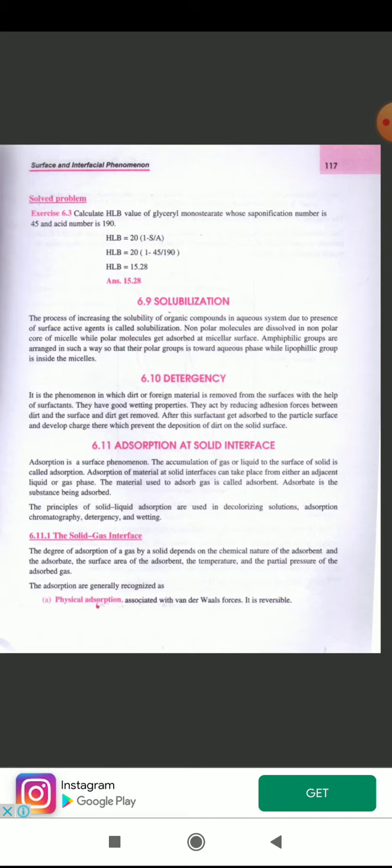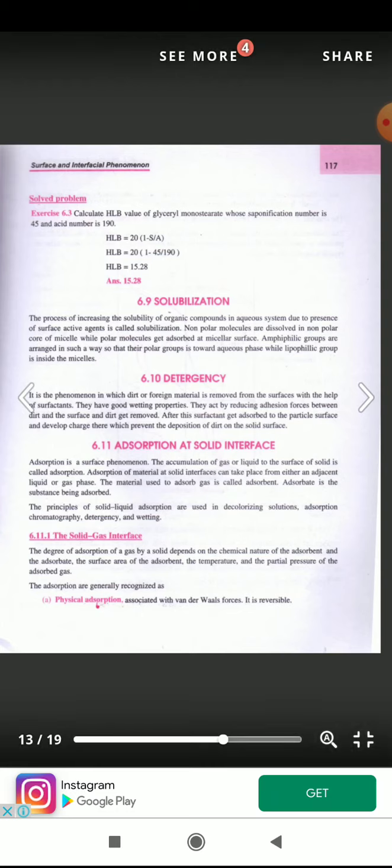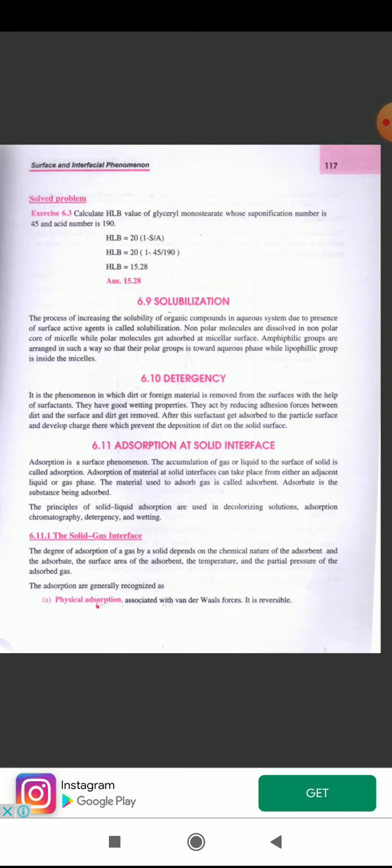So amphiphilic groups, that means which consist of both polar and non-polar groups, are arranged in such a way that their polar groups are towards the aqueous space while lipophilic groups are inside the micelles. We have non-polar and polar groups along with hydrophilic and lipophilic groups inside and outside the micelles. Okay, solubilization, this comes about with the help of the surfactants only. This is also your 2 marks answer.